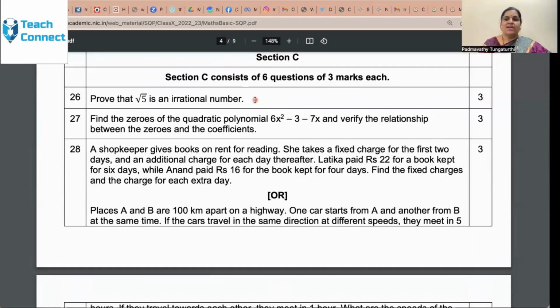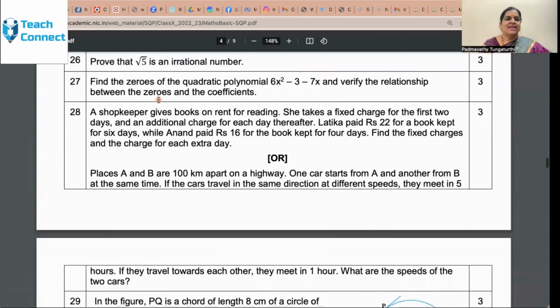Everybody should know what rational numbers and irrational numbers are, and how to solve by assumption. They must have done this on the very first day when they came to school. Then question 27, zeros of the quadratic polynomial. Find the zeros of the quadratic polynomial.